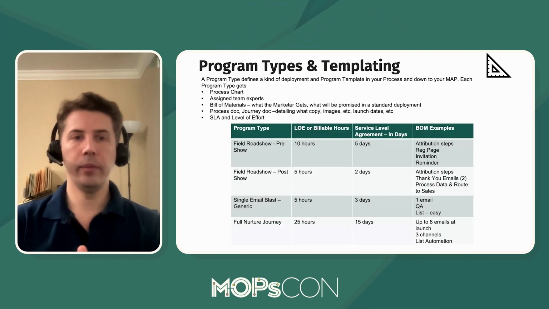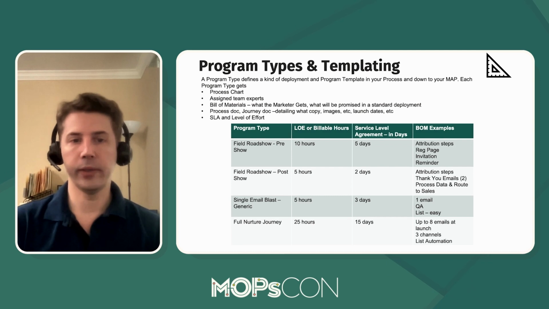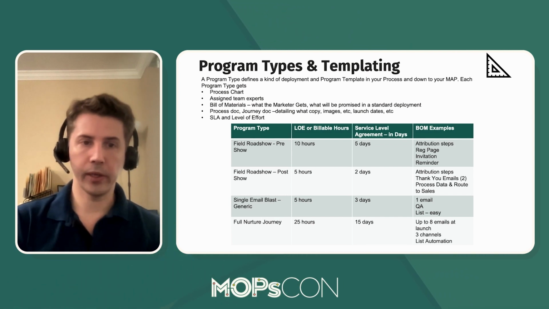Now, when you need to be templating to be successful in production, everything should have a program type. There should be standard rules around this. And each program type will have a bill of materials, or standard set of things you can get for each marketer. And each program type will also have an SLA and a total level of effort, or if you're an agency, billable hours. It can get very complex. I'll show you a couple examples.